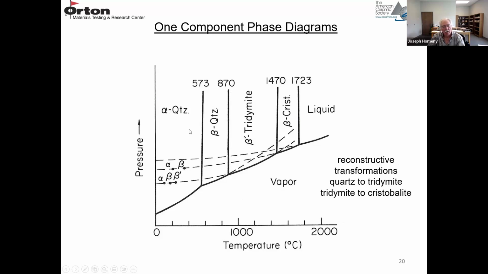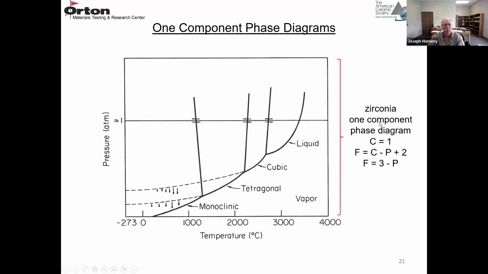So going from quartz to tridymite to cristobalite, they're reconstructive transformations. They're the very slow transformations that take place when bonds are broken and new crystal structures form. So in a silica refractory, you start out with quartz. You want to end up with either tridymite or cristobalite, the high temperature forms. So going from quartz to tridymite, quartz to cristobalite, or even tridymite to cristobalite are reconstructive transformations.